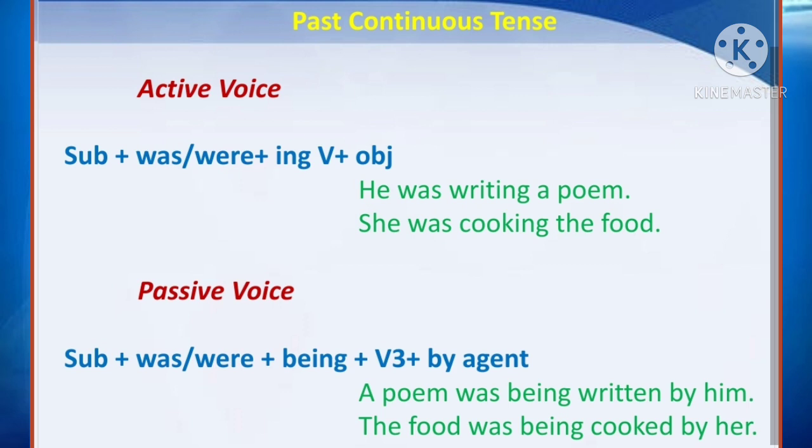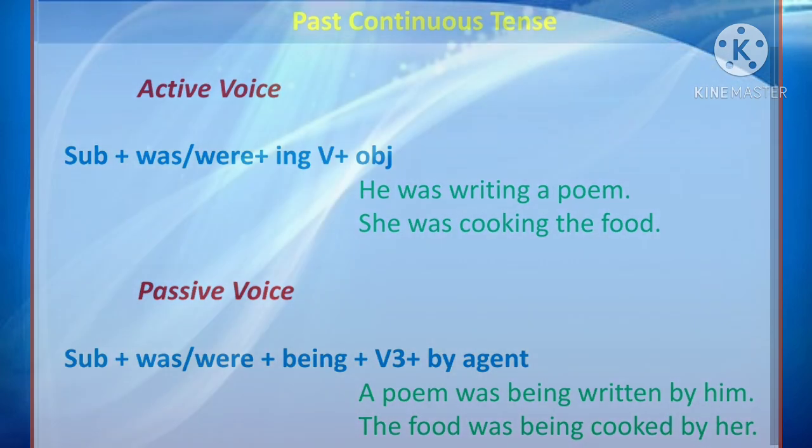A poem is a subject here. Was being written. Written is a V3 form, plus by agent, by him. The next sentence, the food will become the subject here. Was being cooked. Cooked is a V3 form, plus the by agent, by her.